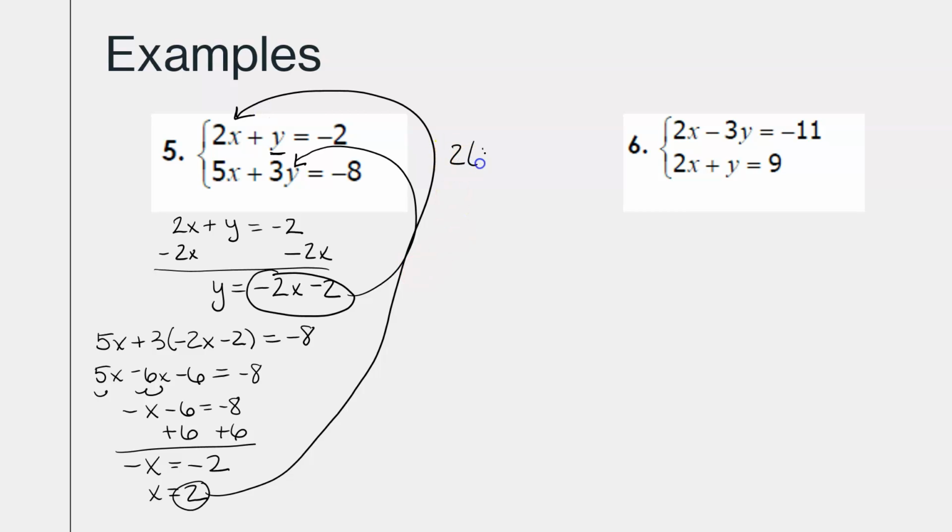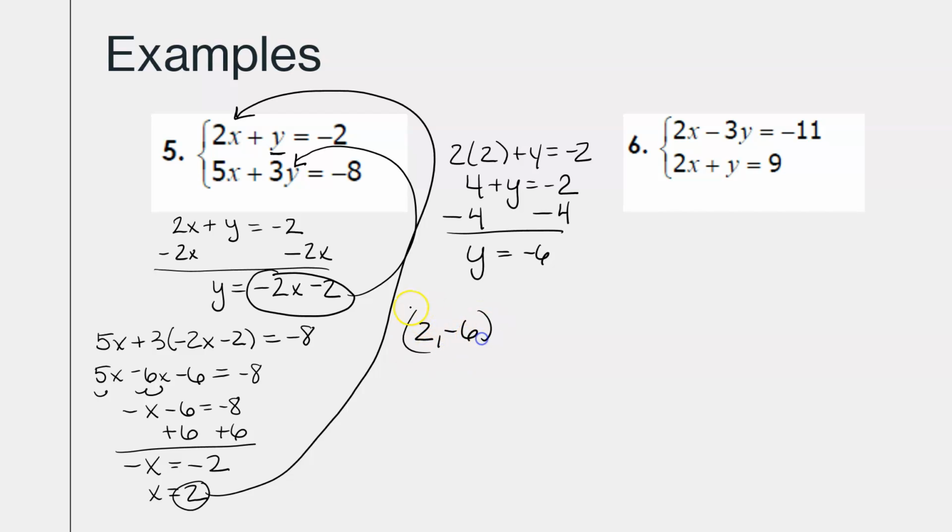So I have 2 times 2 plus y equals negative 2. And when I subtract 4 from each side, I have y equals negative 6. So I'm going to put that together in an ordered pair, and that's the solution to my system. So why don't you go ahead and try number 6.